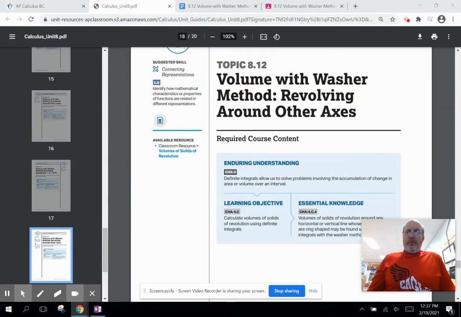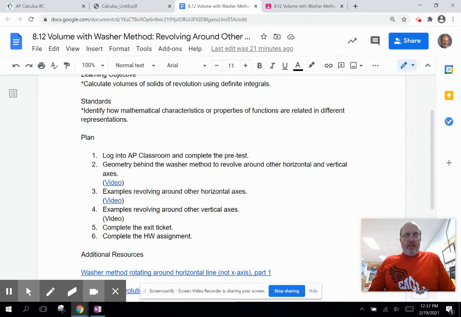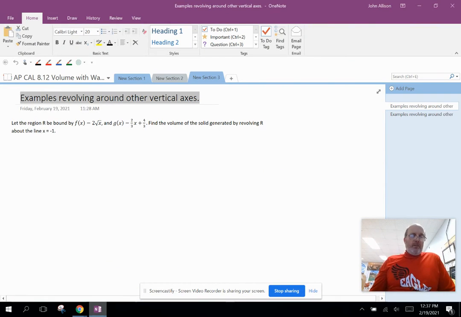Okay, this is part 3 of our topic 8.12 in the AP Calculus curriculum, volume of washer method revolving around other axes besides the x and y axis. In this video, we're going to do a couple of examples revolving around other vertical axes other than the y axis. We're going to start by looking at the region R bound by the curves f of x equals 2 square roots of x and g of x equals 2/3 x plus 4/3. We're going to find the volume of the solid generated by revolving R about the line x equals -1.